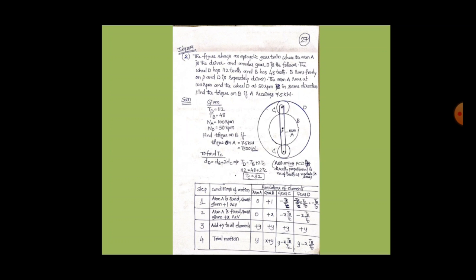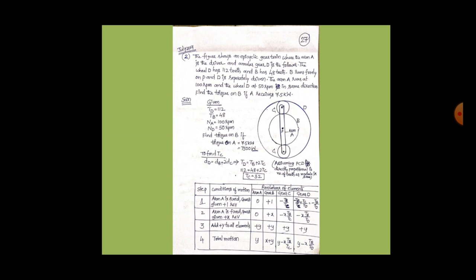Now let us go to the table. Draw the table and complete it. So first step, conditions of motion, revolutions of elements. Now look here, as there is an arm, I am going to fix the arm A, and obviously I will give the rotation to gear B. Therefore next is gear B. When gear B is rotated, it drives gear C. Therefore third is gear C. Gear C drives gear D. So therefore gear D. Like that, in the order, in the sequence, you must write down.